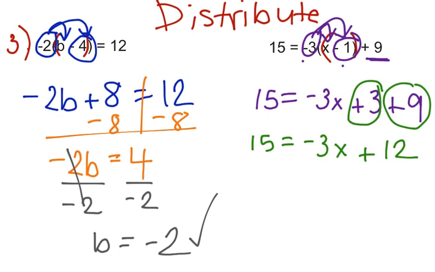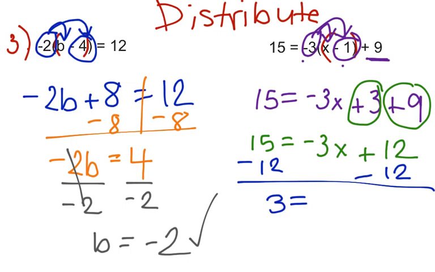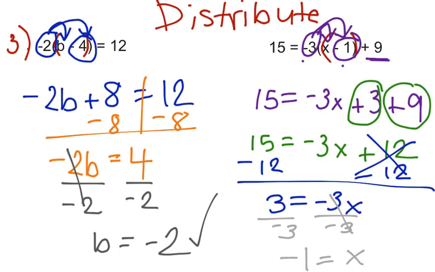The first thing I'm going to do is subtract 12 from both sides. When I do that, 15 minus 12 is equal to 3. The 12s cancel out on the right-hand side, so I get 3 equals negative 3x. And now my last step is just to divide both sides by negative 3 to isolate that variable. And we have to remember, a positive divided by a negative is negative 1. So we get x equals negative 1.